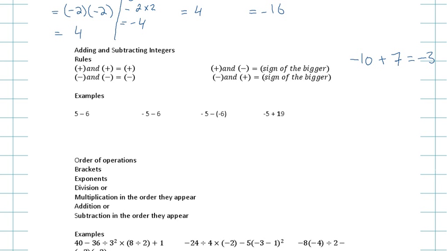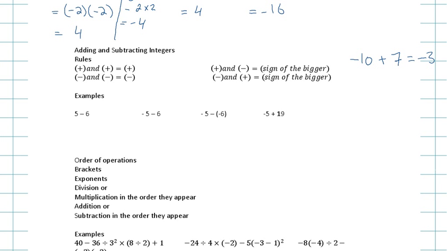So let's look at this. 5 take away 6. What is that? Negative 1. Right? Why is it negative? The 6 is a bigger number, and the 6 has a negative in front of it. So that's negative 1. Good.